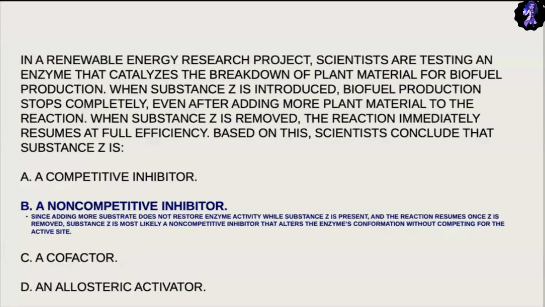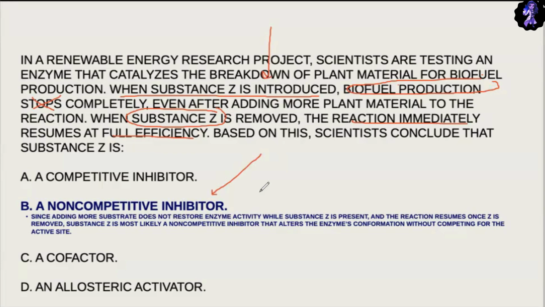And the reason why we know this is because we note that we have some substance. So we have substance Z introduced, and that there is something that stops completely. Our reaction that we want to have is the biofuel production. And we know that even though we're adding more of this substance, it really is stopping the production with or without the enzyme. And we know that once this item is removed, the reaction completely resumes to full efficiency. Because they're not fighting for the same spot as the enzyme, and it works properly when the substance is removed, that's called a non-competitive inhibitor.